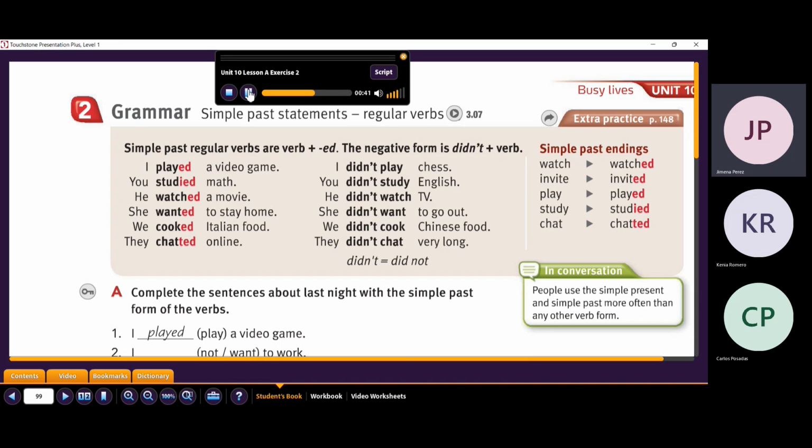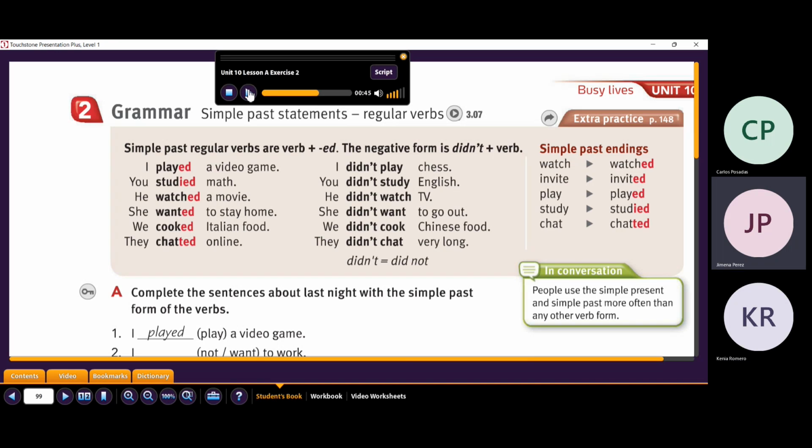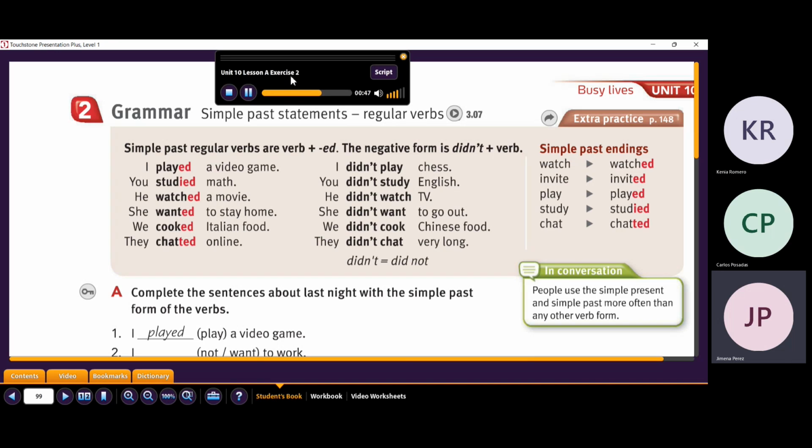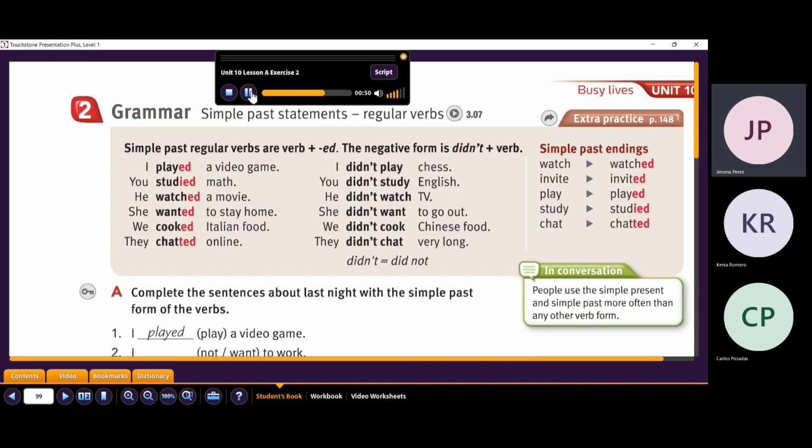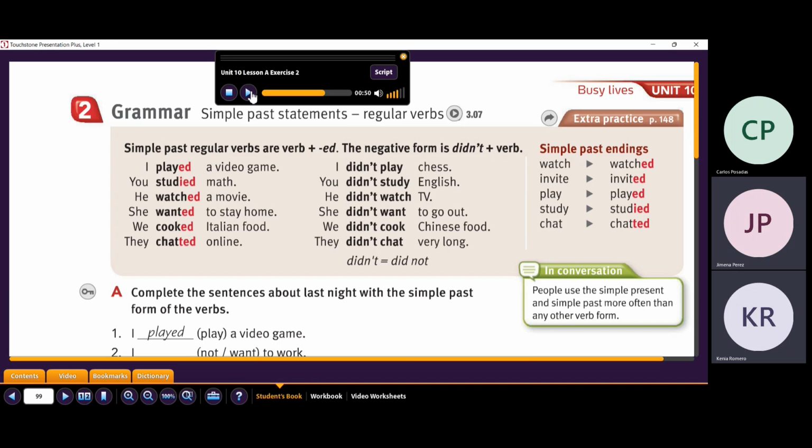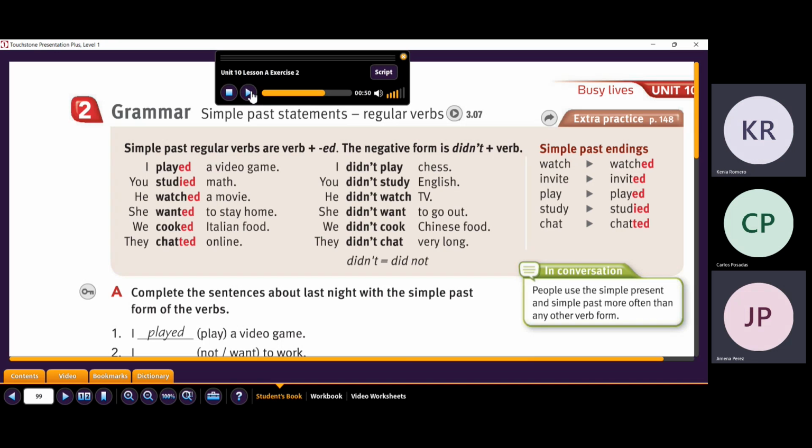We cooked Italian food. We didn't cook Chinese food. They chatted online. They didn't chat very long.